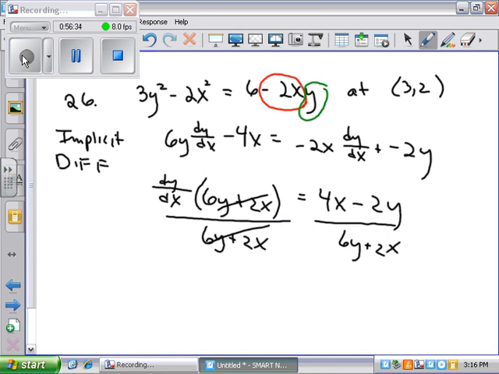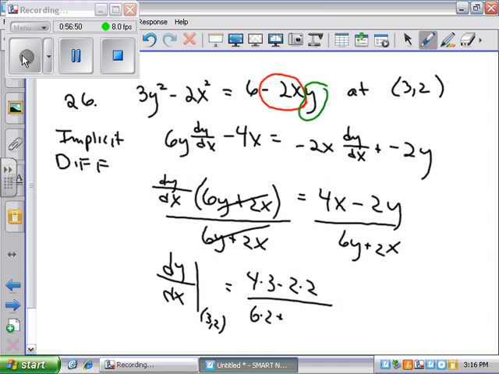Minus instead of plus. And then it's just a question of plugging in the coordinates 3, 2. So we want to get the derivative at the point 3, 2. So it's 4 times 3 minus 2 times 2 over 6 times 2 plus 2 times 3. 12 minus 4, so that's 8 over 18. 8 over 18 is 4 over 9. Choice B.